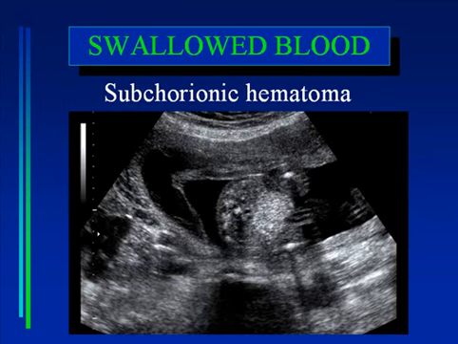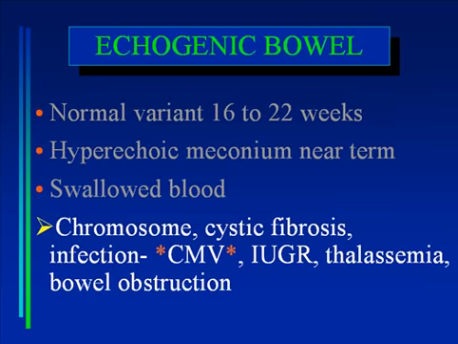Likewise, this is a fetus with echogenic bowel on the basis of a subchorionic hematoma, presumably with blood cells that got into the amniotic fluid and were swallowed. Here we see the echogenic bowel, and here we see the elevated amniochorionic membrane due to the subchorionic hematoma.